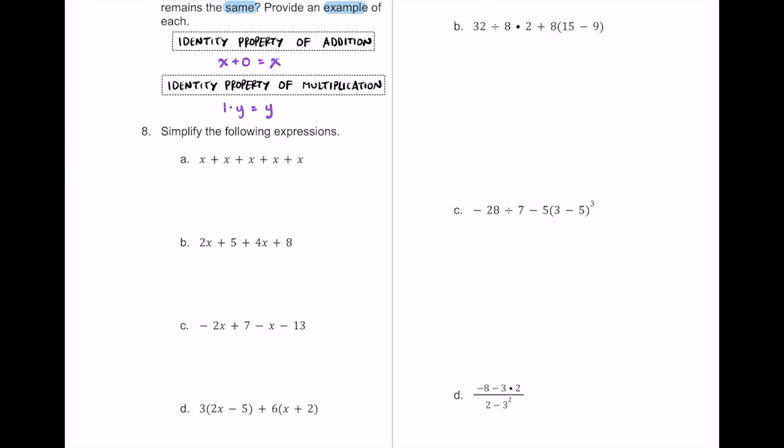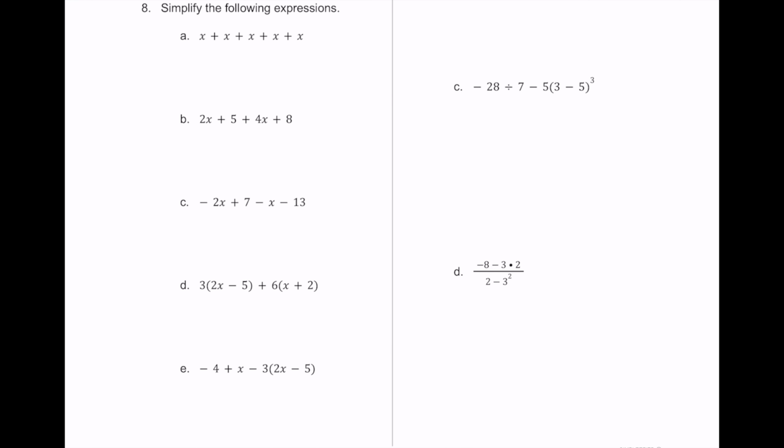All right, here is number 8. For these following problems, what we're going to do is simplify each of these expressions as much as we can, okay? For number 8, let's go ahead and simplify some algebraic expressions here.